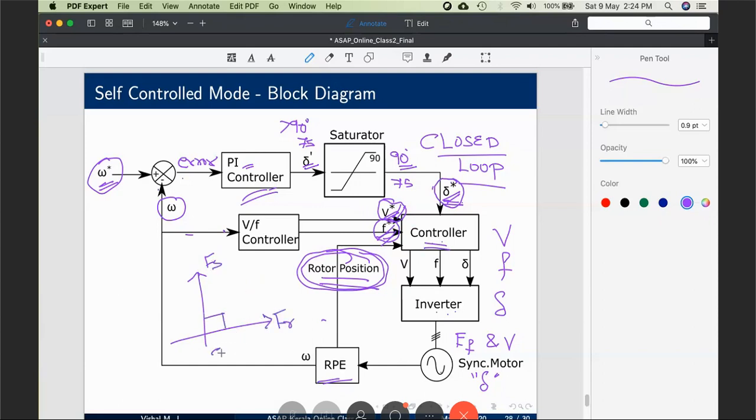which means it is similar to a separately excited DC motor, and that's the best you can get out of a motor. So with a self-controlled mode and with a rotor position encoder, you can operate a synchronous motor very well like a separately excited DC motor. You cannot ask for more than this. So all the high performance drives that you see are run using self-controlled mode of operation.